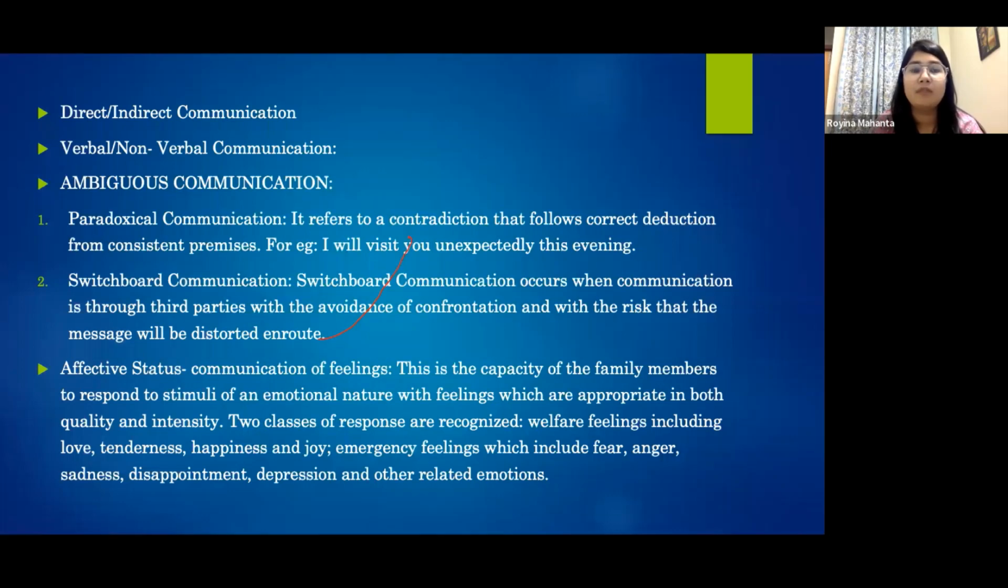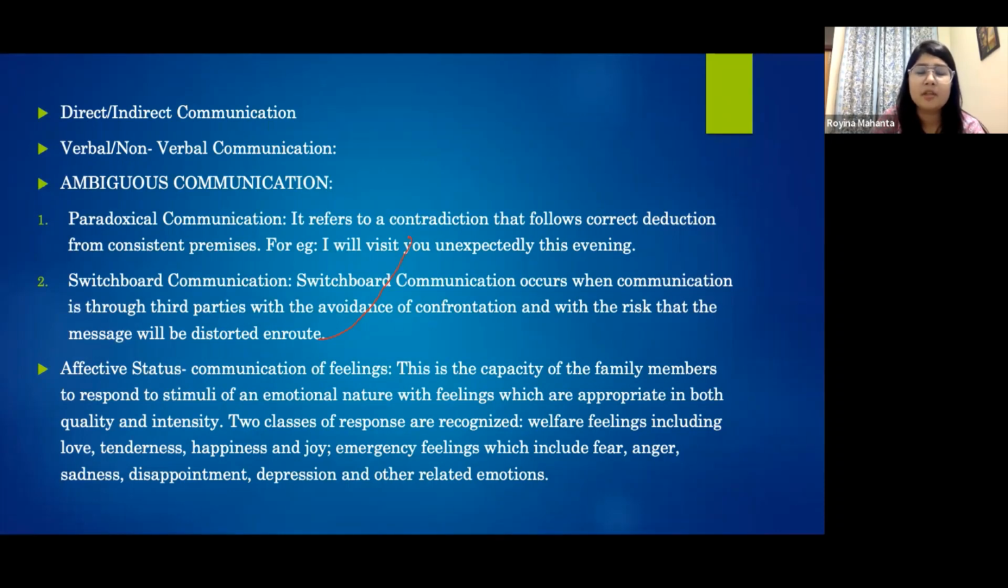Then when we talk about verbal communication, verbal is when you are verbally communicating with another person. Non-verbal communication usually includes body language, gestures, and expressions. Then we come to ambiguous communication. Within ambiguous, there are two types of communication. The first is paradoxical communication. In paradoxical communication, it usually refers to a contradiction that follows correct deduction from consistent premises.